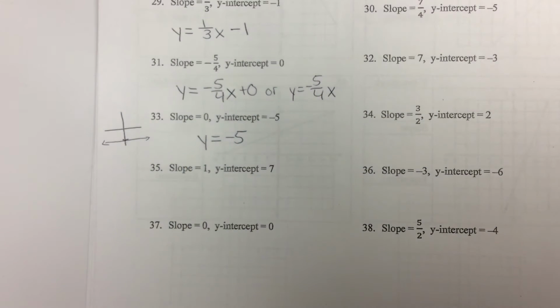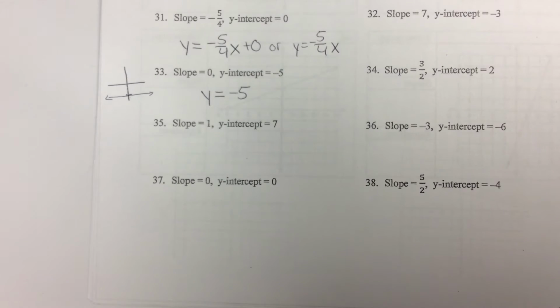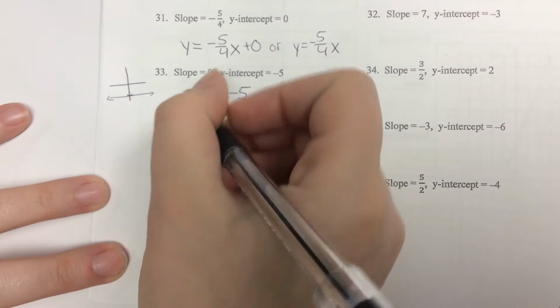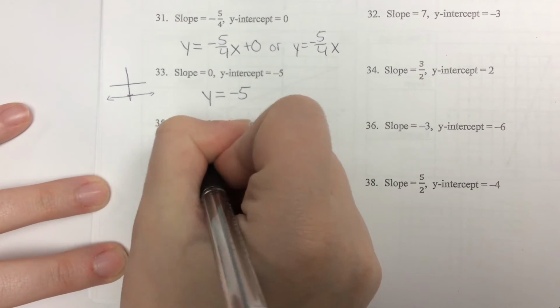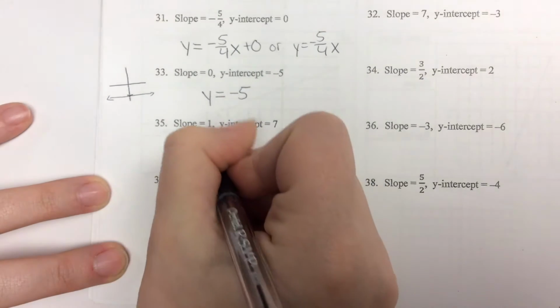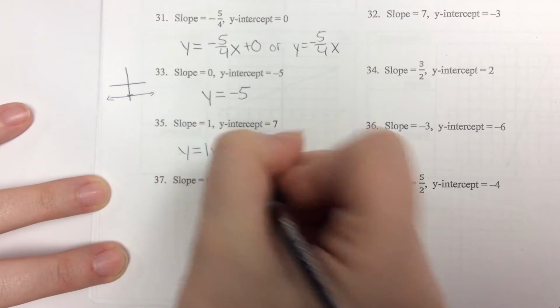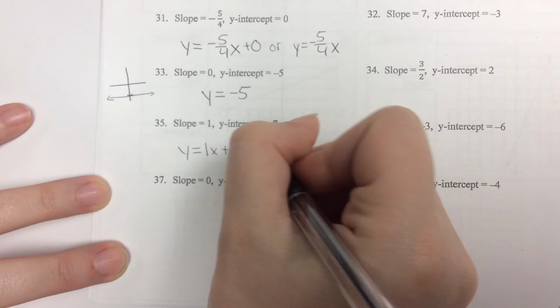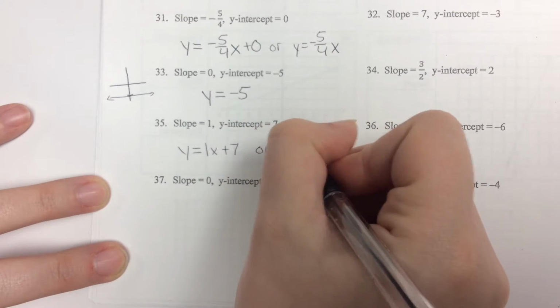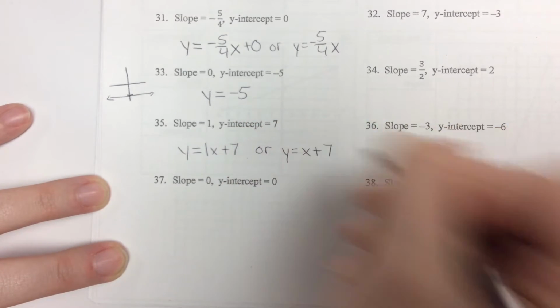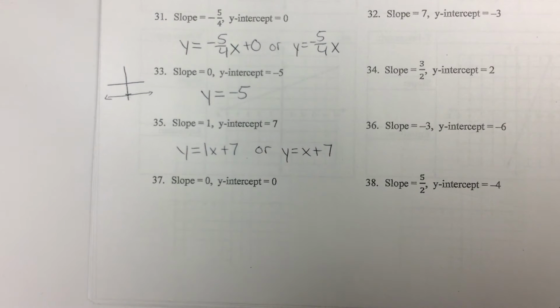Y equals -5. Okay. Let's go down to 35. We have y equals 1x plus 7, or 1x is just x. You can write it as y equals x plus 7. Okay. 37, we have a slope of 0 and a y-intercept of 0.